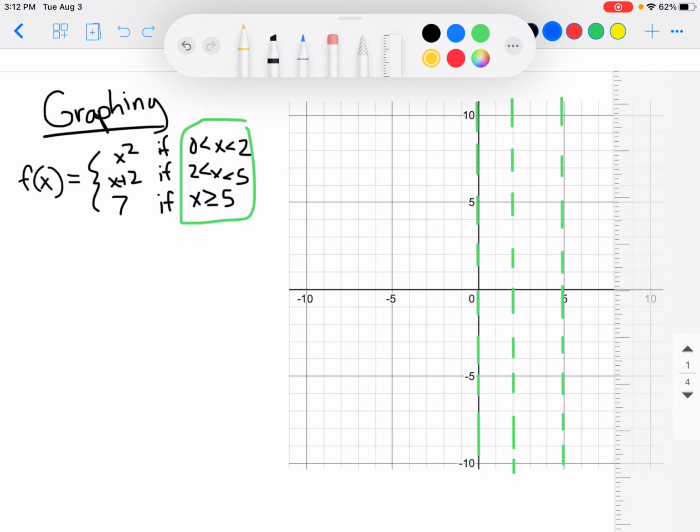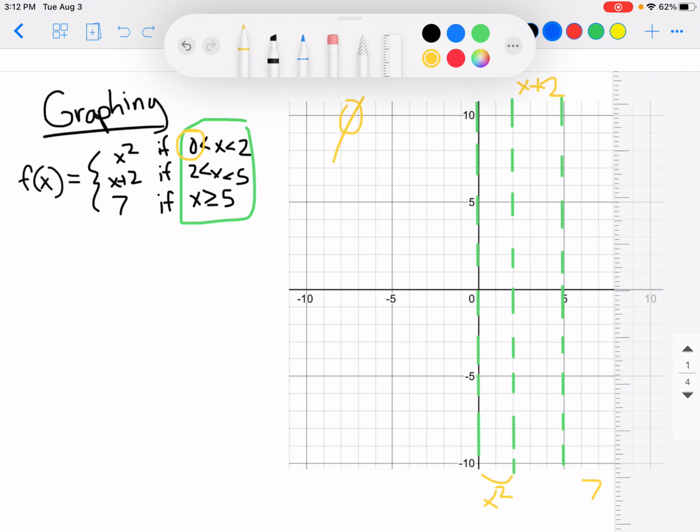What I have to understand here is that on the far left, there are no instructions for going past 0, going smaller than 0. So there's no graph that's going to be here. That part of the graph is off limits. In the middle part right here, we're going to be going with x squared. Then in the part next to it, we'll go x plus 2. And then the last part we'll go with 7.